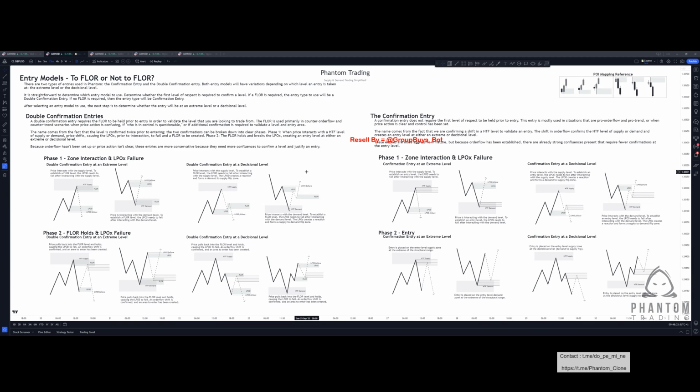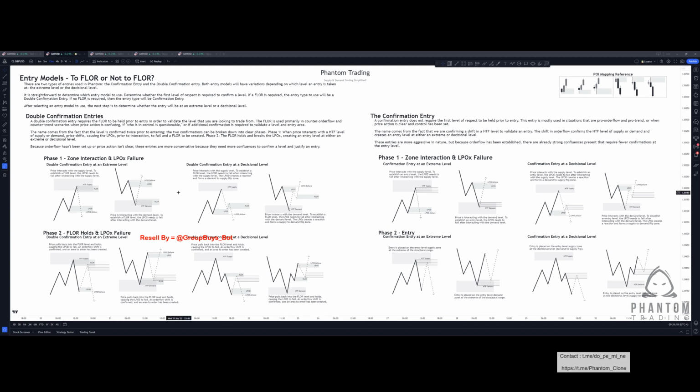The two confirmations can be broken down into clear phases. Phase 1, when price interacts with a higher time frame level of supply or demand, price shifts, causing the LPOX prior to interaction to fail and a floor to be created. Phase 2 is the floor holds and breaks the LPOX, creating an entry level at either an extreme or decisional level. Because order flow hasn't been set up or price action isn't clear, these entries are more conservative because they need more confluences to confirm a level to justify an entry.